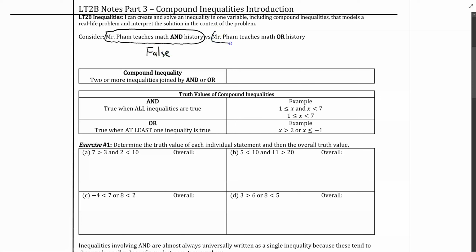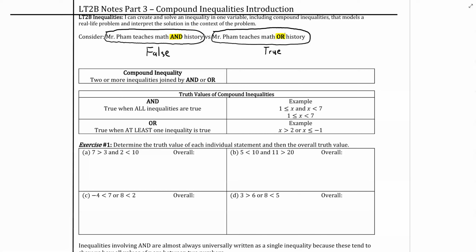In contrast, the sentence Mr. Pham teaches math or history, well, this one is true because it's saying Mr. Pham teaches math or Mr. Pham teaches history class. And since I do teach math, it is true. So what seems to be the difference here? Well, the difference is the word and versus the word or. And that's going to be key to our lesson here.